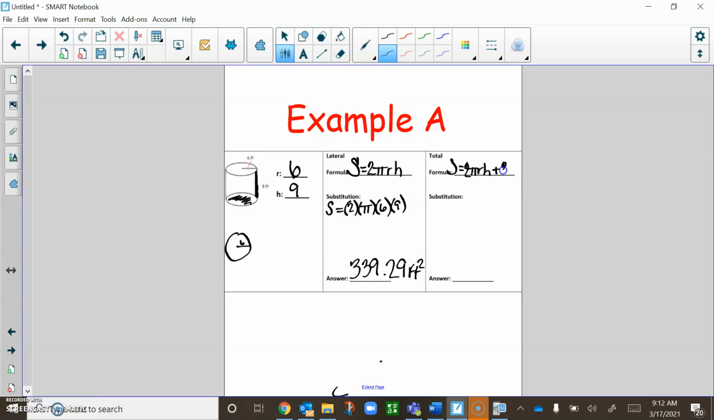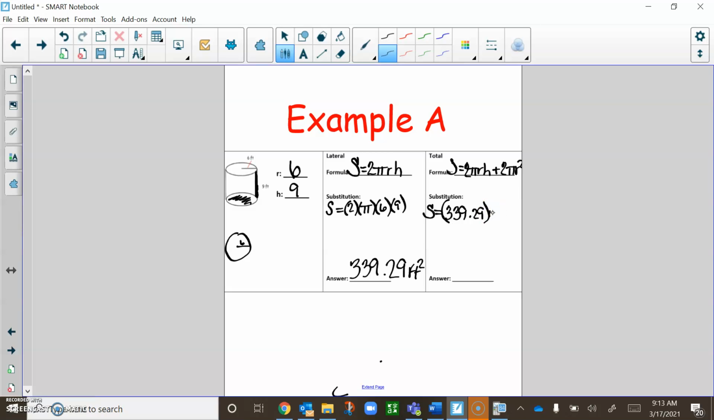Now, your formula for total surface area is surface area is equal to that lateral surface area plus the area of your bases, which is 2 pi r squared. We have two bases, which is why it's 2 times pi times radius squared. Remember, the formula for area of a circle is pi times radius squared. Now we're going to substitute in our answers. We already have lateral surface area, 339.29.